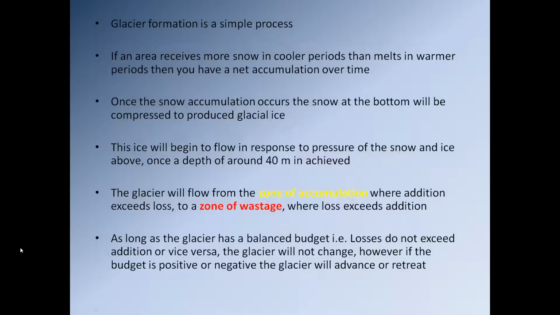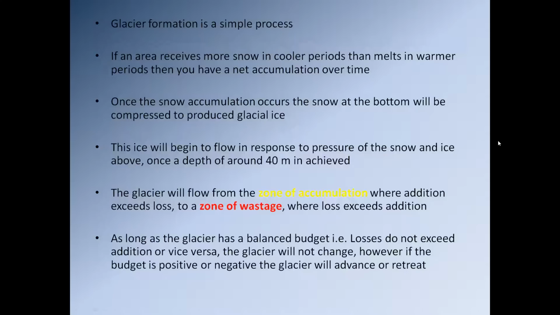So essentially, if you have a column of ice 40 meters high, the weight of that 40 meters of ice will cause the ice at the bottom of the column to begin to flow like a liquid, just due to the weight of the ice pushing down on it from above. Now, this plastic flow, this deformation, occurs after you have this magic 40 meters of ice built up.